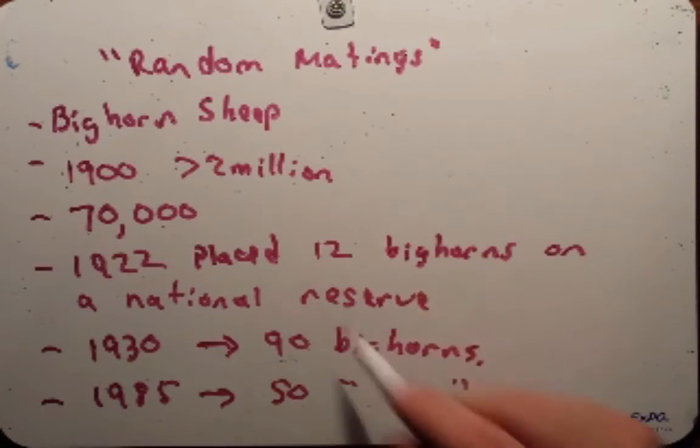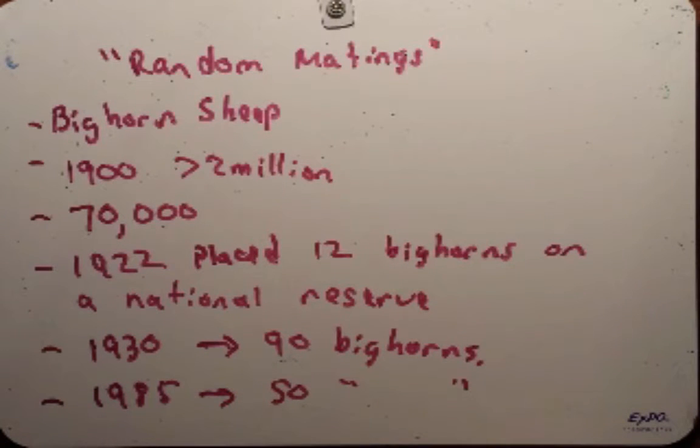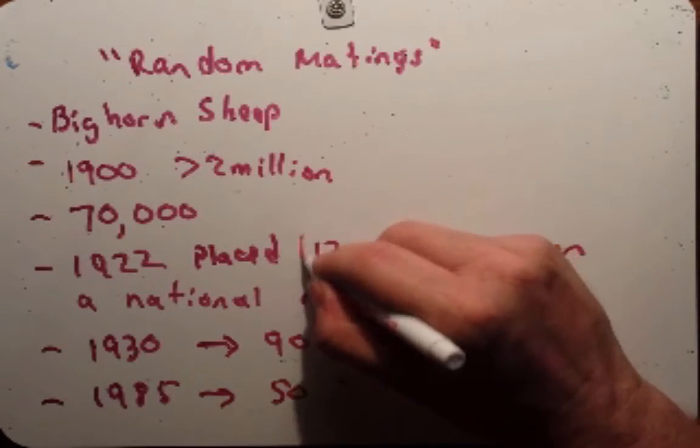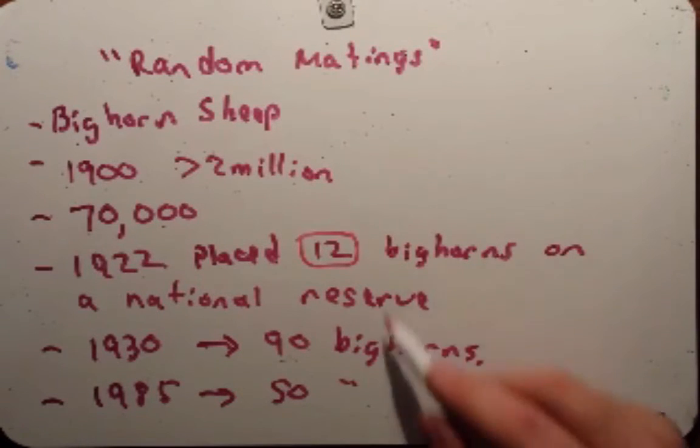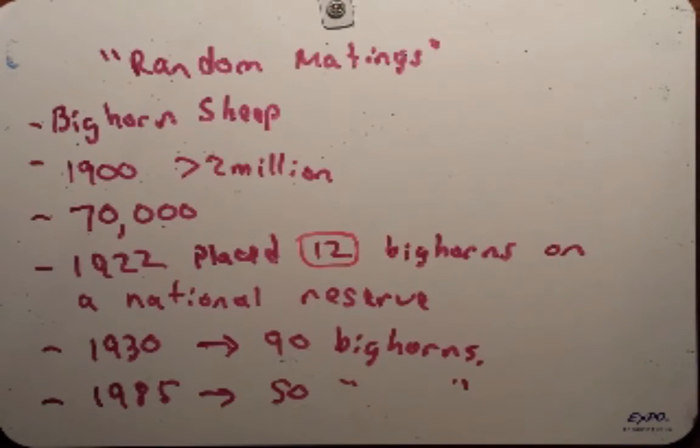Now when we placed 12 of them within this national reserve, they started to grow again and get more and more in numbers. Once again, they were almost in Hardy-Weinberg equilibrium. The problem is their numbers were still pretty small. So they were susceptible to things like genetic drift, where if something happened to these 5 of them, that would cause a dramatic problem within this population.